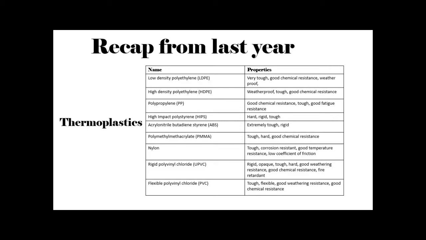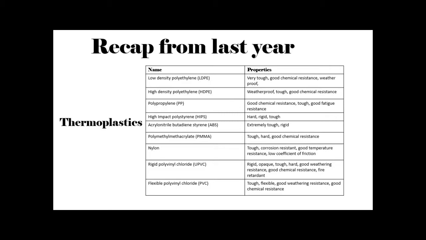Polypropylene, PP: good chemical resistance, tough, good fatigue resistance. You've got HIPS, high impact polystyrene: hard, rigid, tough. So HIPS is what you would use in the vacuum former. ABS is extremely tough and rigid, so that would be things like the soap dispensers you have on the walls and plug sockets and things like that made out of ABS. PMMA: tough, hard, good chemical resistance.